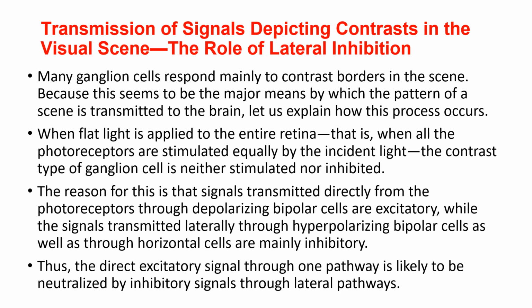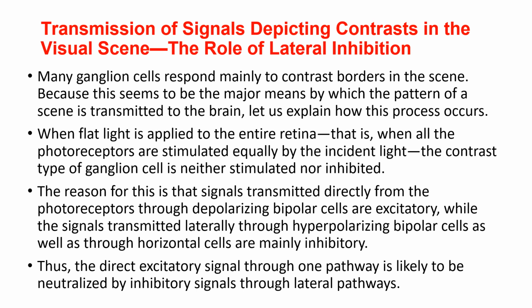Transmission of signals depicting contrasts in the visual scene. The role of lateral inhibition. Many ganglion cells respond mainly to contrast borders in the scene. Because this seems to be the major means by which the pattern of a scene is transmitted to the brain, let us explain how this process occurs.